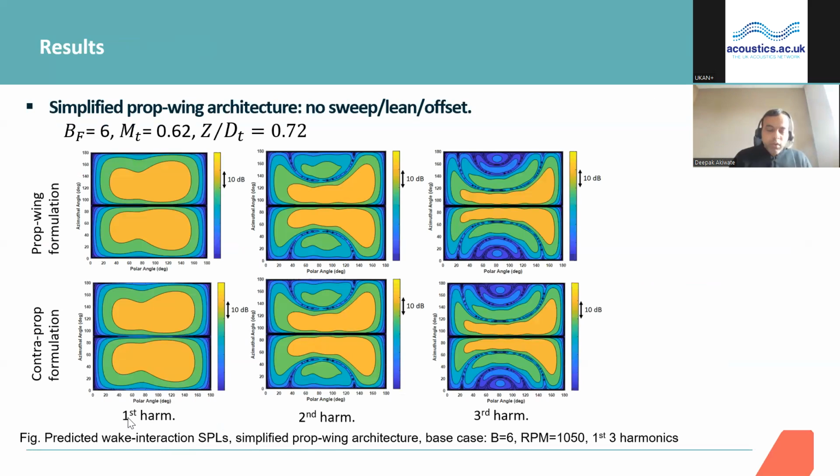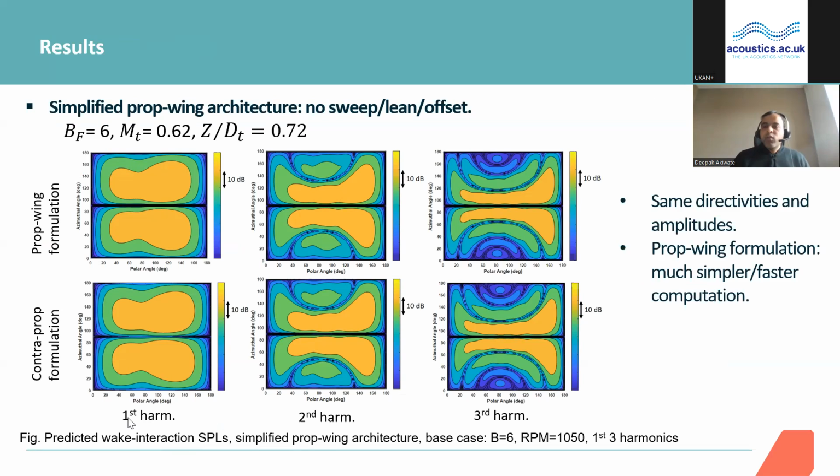To look at a quick verification of our newly proposed theory, we compared our predictions for the simplified propeller wing configuration with no sweep, lean, and offset against the counter rotating propeller theory. We observed the same directivities and amplitude for both predictions, but the propeller wing configuration is much faster and much simpler, because all the response functions are simply in terms of sine and cosine, and we don't need to add a number of modes as we do with the counter rotating propeller theory.